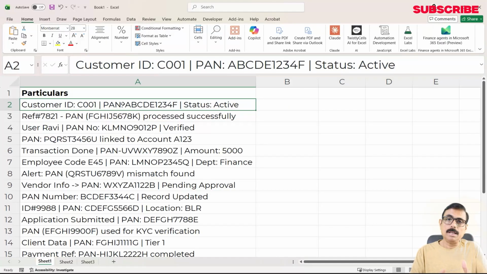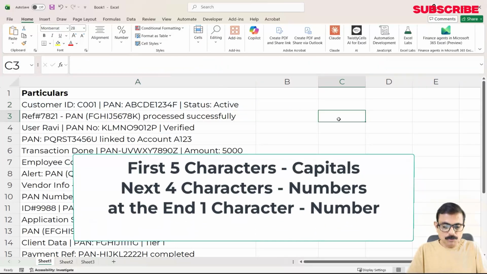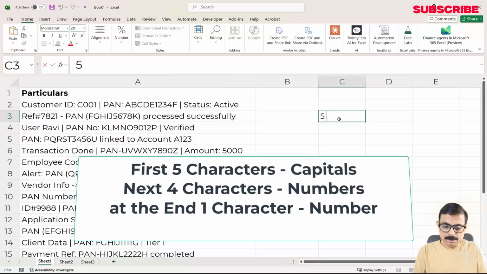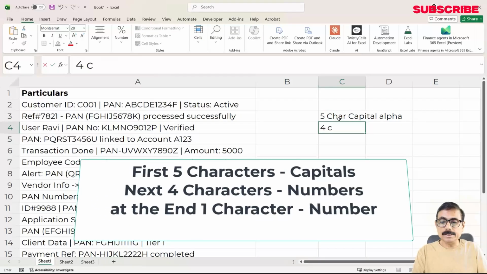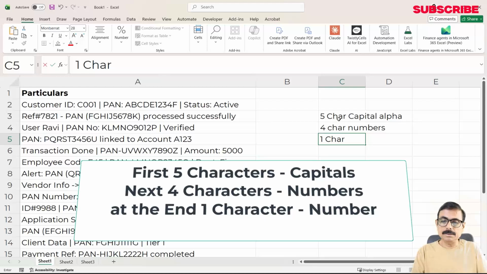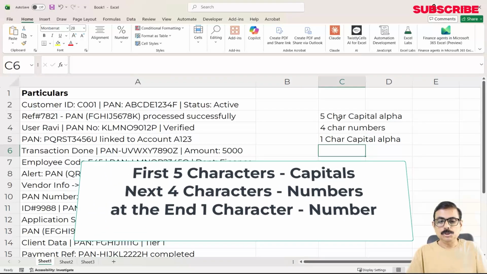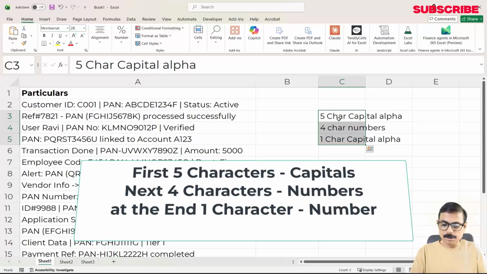When you are using regular expressions, you need to understand one thing: pattern, how the text is behaving. If you give the pattern, the formula will work the expected way and give you the answer. Let us understand. A PAN number will have the first 5 characters as capital alphabets, then 4 characters as numbers, then 1 character again a capital alphabet. So if you know that, your job will be easy in this kind of problem.